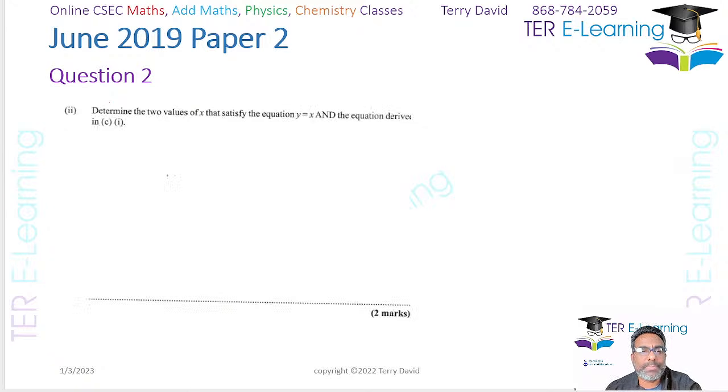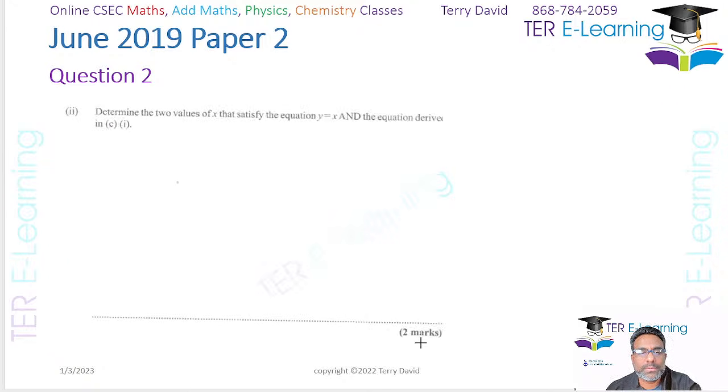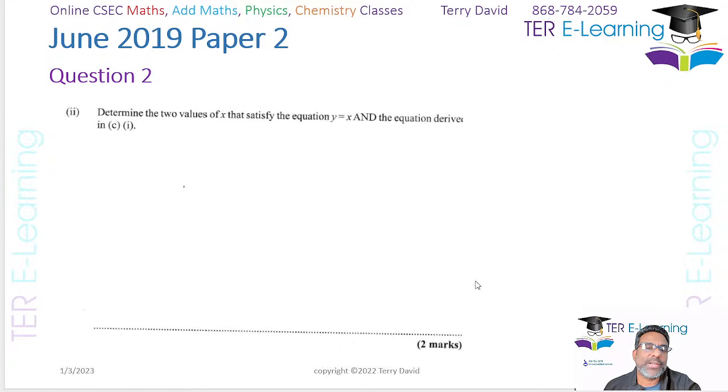Now, the next part of the question here, they said determine two values of x which satisfies the equation y is equal to x and the one that we just got. So the equation that we just got was y is equal to 4x squared, and they are telling us to find two values of x that satisfies this equation, which is y is equal to x. Now lots of students did not realize that this here was a pair of simultaneous equations, right? That's what this is. They gave us an equation, y is equal to x, and previously we worked out that y is equal to 4x squared.